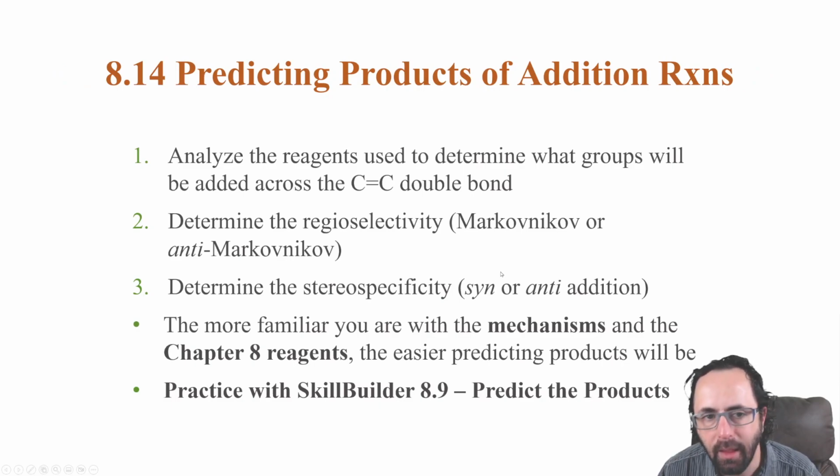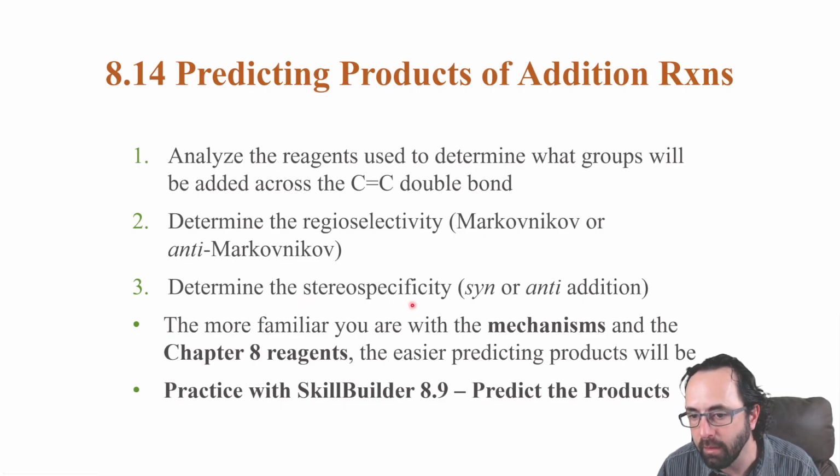So when we want to predict the products of addition reactions, we want to carefully analyze several things. We want to look at what reagents we're using, because this will affect the results of our addition reaction. For example, are we doing an oxymercuration-demercuration, or are we doing a hydroboration-oxidation, right? We want to determine the regioselectivity. Is this going to be Markovnikov or anti-Markovnikov, meaning will the nucleophile go on the more substituted carbon or will it go on the less substituted carbon?